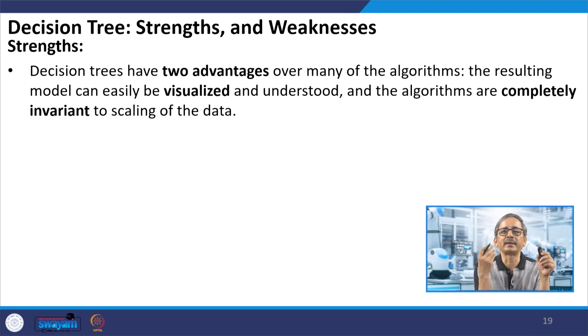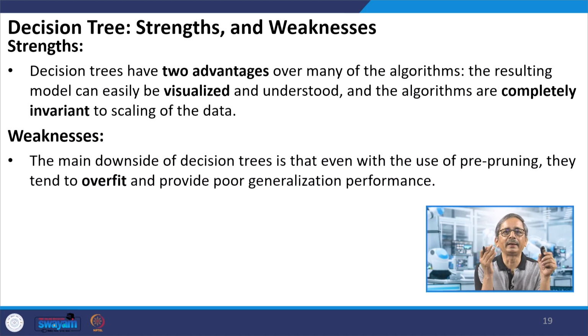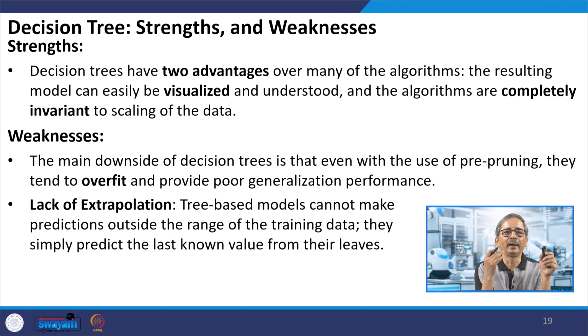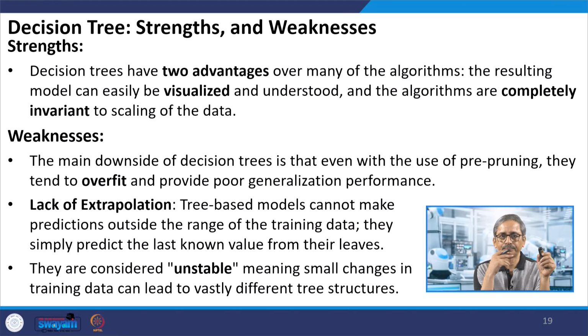Okay, and this algorithm is completely invariant to the scaling of the data. The weakness is what I have already discussed: overfitting, and lack of extrapolation, that is another weakness. They cannot make a prediction outside the range of the training data. They simply predict the last known value from their leaves. So that is the weakness, and they are considered unstable, meaning small changes in training data can lead to vastly different tree structures.